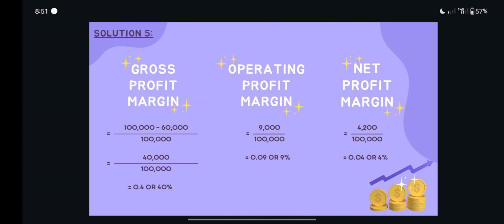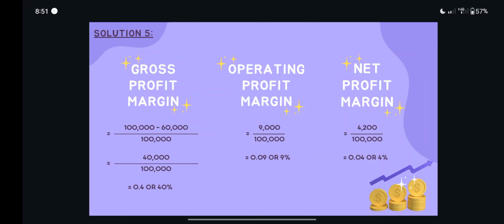For the gross profit margin, the sales revenue is 100,000 and the cost of goods sold is 60,000. So that 100,000 minus 60,000 over 100,000 is equal to 40,000 over 100,000, and the final answer is 0.4 or 40%. And that is the gross profit margin.